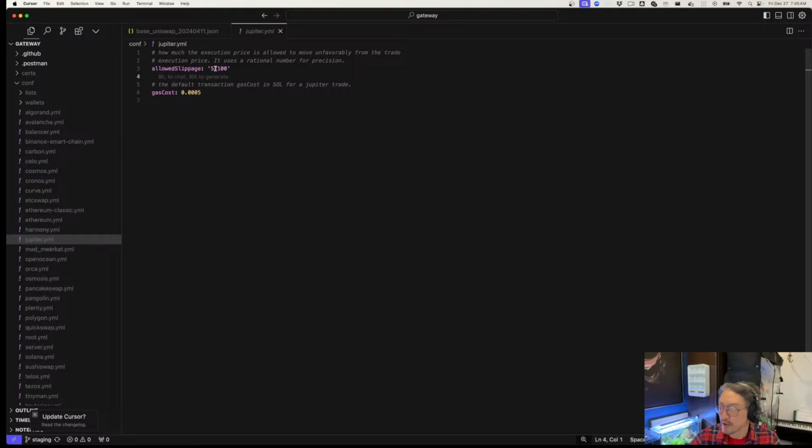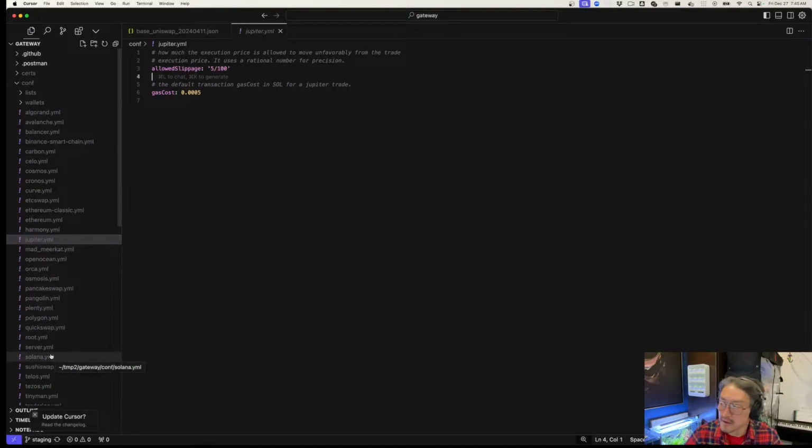We could reduce this, but if we lower the slippage and run an arbitrage bot, a lot of trades might fail. So let's keep this at 5% slippage and assume this gas cost, which is about, I think, 5 or 10 cents. These assumptions are important to point out because they're used when you're running your bot.